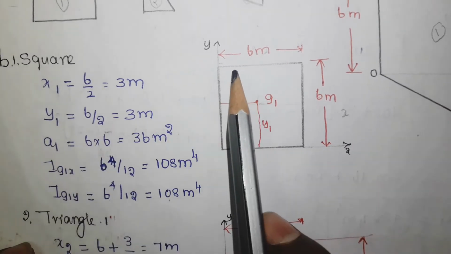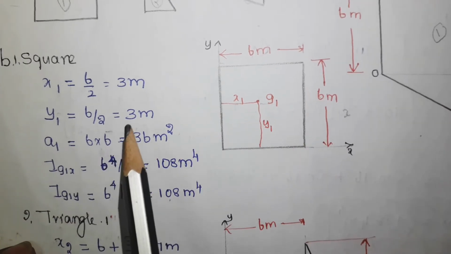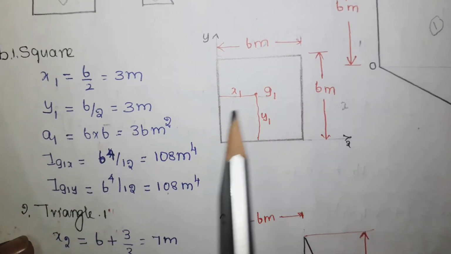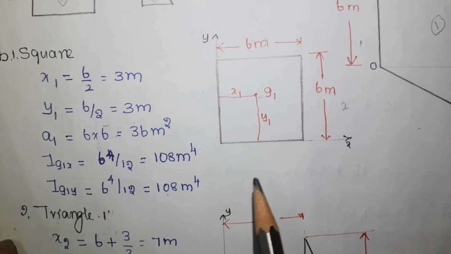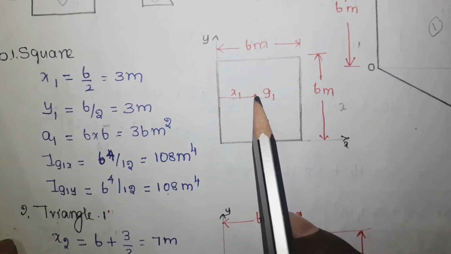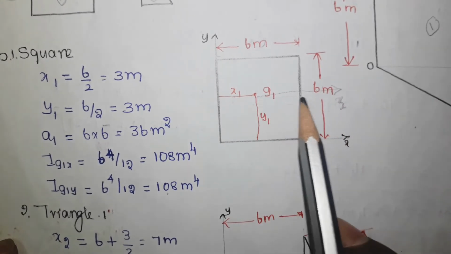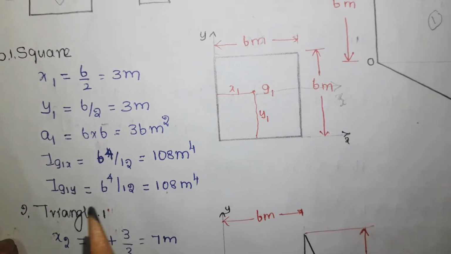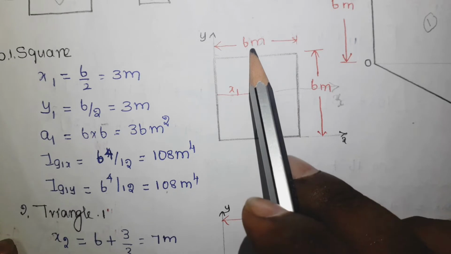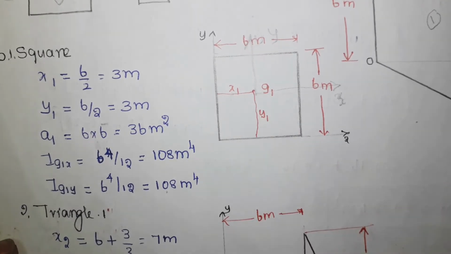X1 equal to 6 by 2, 3 meter, y1 is again half of this distance, 6 by 2, 3 meter. Then area is multiplication of these two, that's 36 meter square. Then ig1x is the moment of inertia with respect to this axis. This is the x-axis passing through the center at g1. Now ig1x is the moment of inertia with respect to this axis, and the next one ig1y is the moment of inertia with respect to this axis.